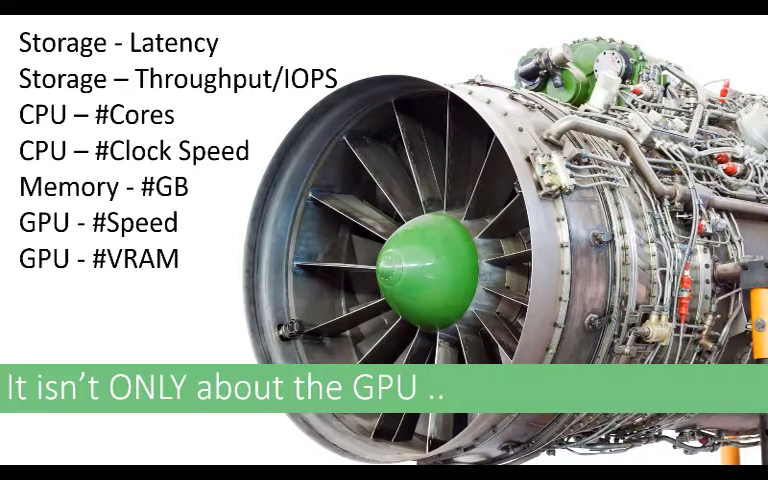But that's not like the engine of a plane or the engine of a car, it's what the engine fits in, right? When you look at that complete picture, there's storage and latency, storage and IOPS, CPU cores, CPU clock speed, the amount of RAM, the GPU speed, the family of the GPU, the amount of RAM of the GPU. For us, this is not rocket science.